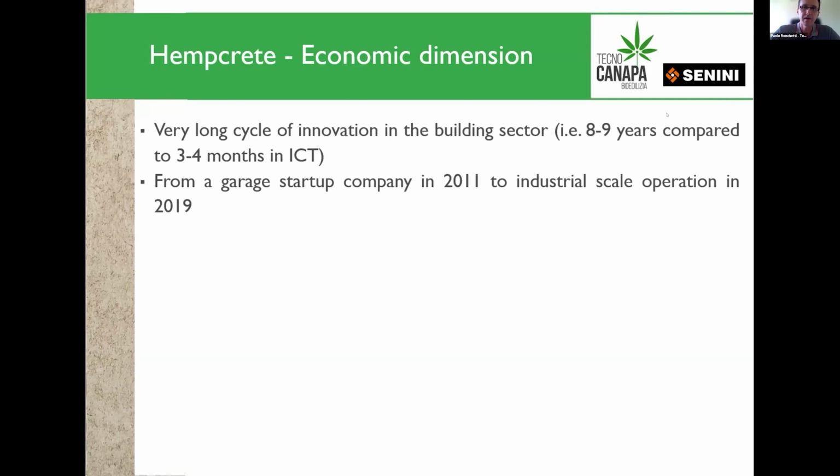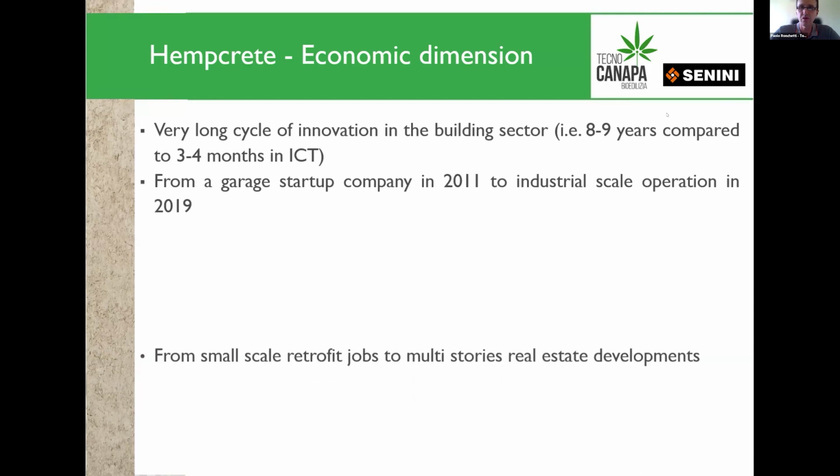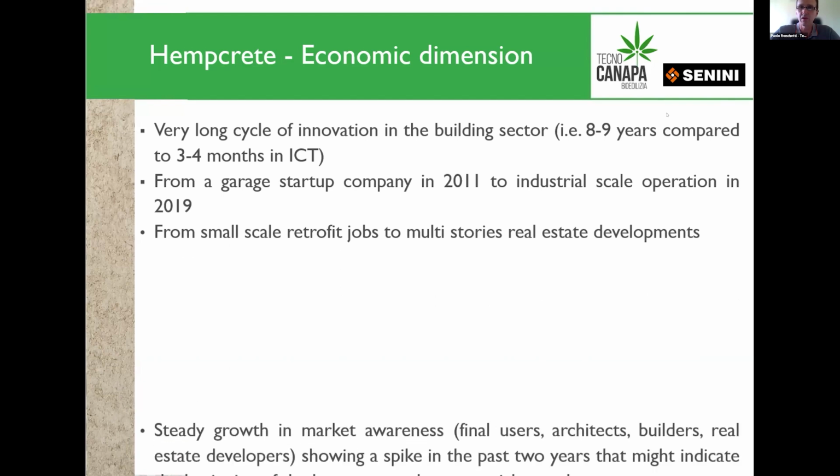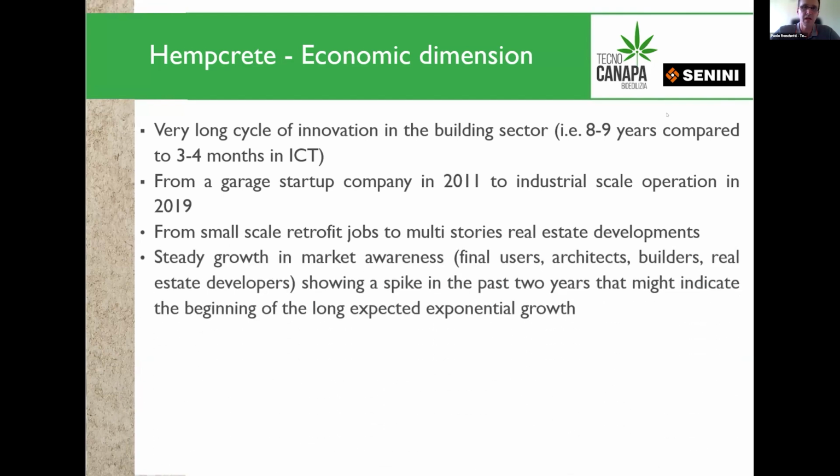slide. So we went from a garage startup in 2011 to an industrial scale operation. From small retrofit jobs to multi-story real estate developments. We saw a steady growth in market awareness from all players in the market, and we are now seeing a spike in demand, which very likely indicates the beginning of an exponential growth.